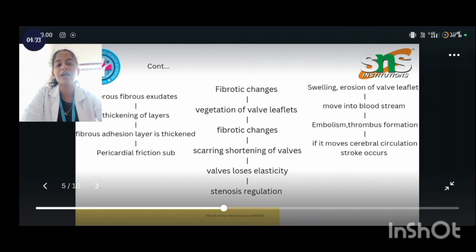So the chances of stroke are higher. So this is the pathophysiology of RHD.